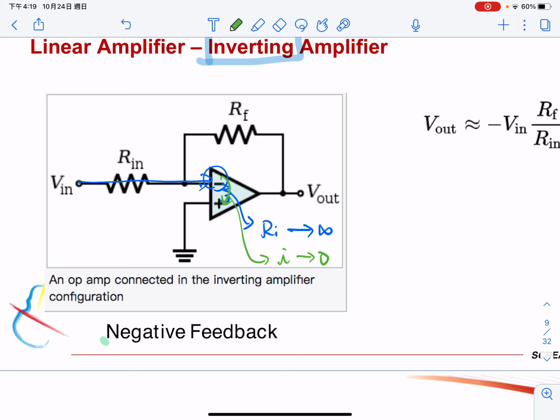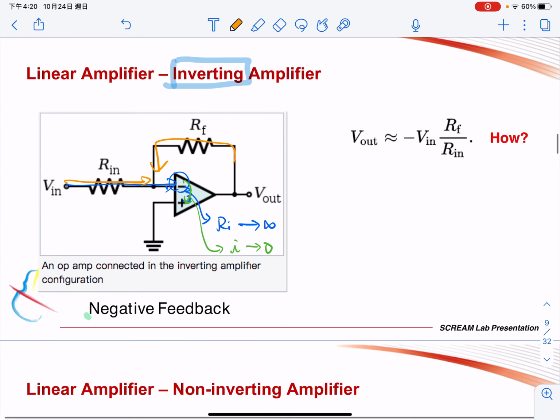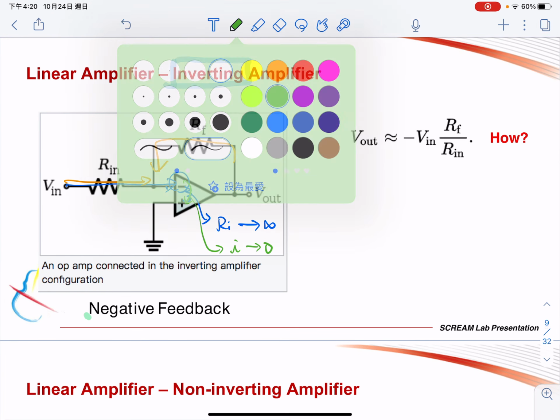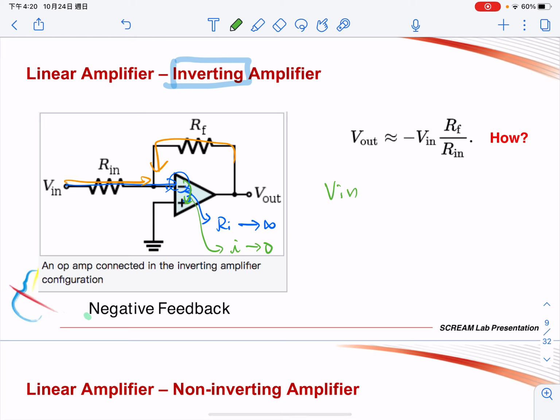So that means that the current flows through here and the current flows through here. Okay, the sum should be the same. So we can write the equation like this. We have V in over R in plus V out over RF will be equal to 0, because I is equal to 0.